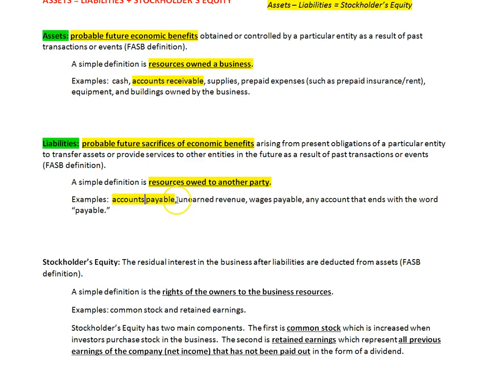Alright, unearned revenue is another tricky account. First of all, notice it has revenue in its name, but it's not a revenue account. This is actually a liability account. I'll go ahead and give you an example. If we're paid in advance before we provide a good or service, it's going to go into this unearned revenue account. This is a liability account.